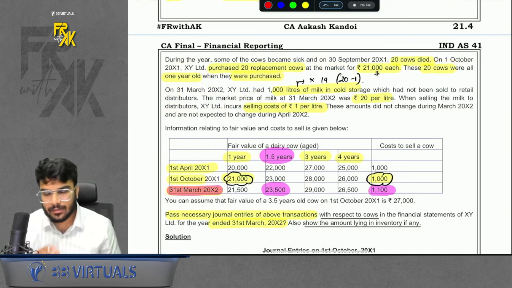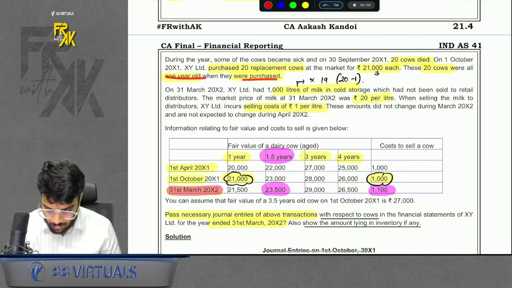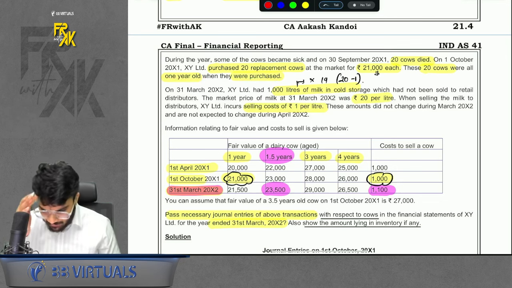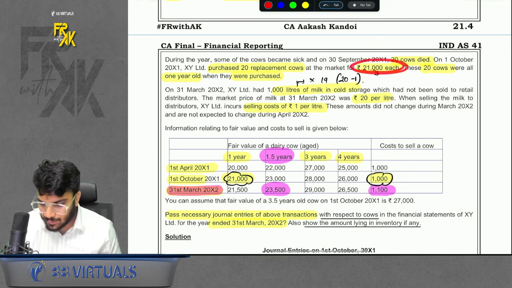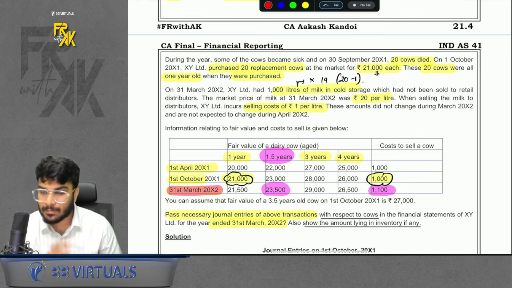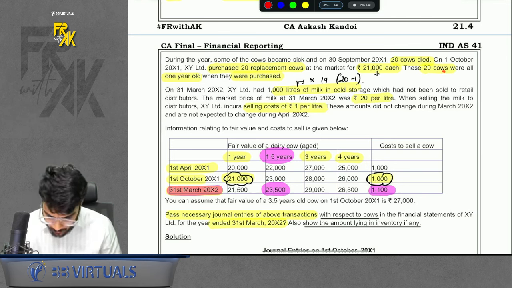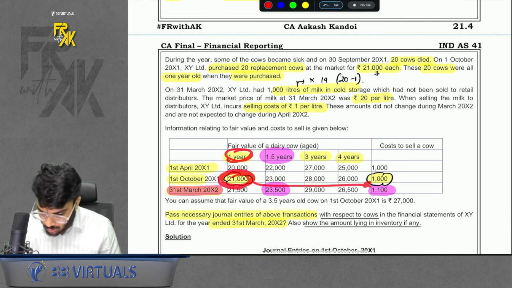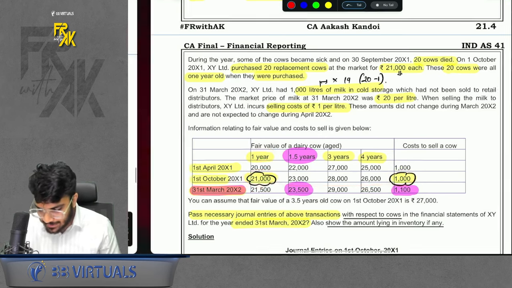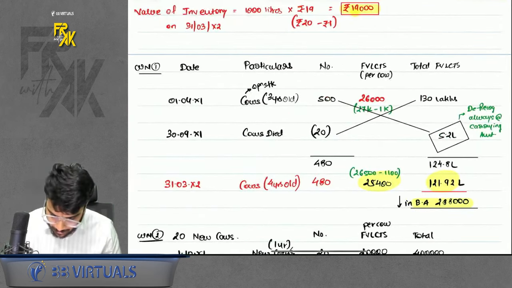Now they bought additional 20 cows which were 1 year old. Because 20 cows died, they bought new 20 cows 1 year old. So record them now. What is the value? They bought for 21,000, but you have to record at FVL CTS. You can check the FVL CTS below. 1 year old on 1st October. 21,000 is the fair value, but cost to sell is 1,000. So FVL CTS is 20,000. So when you pass the entry, you can record like this.